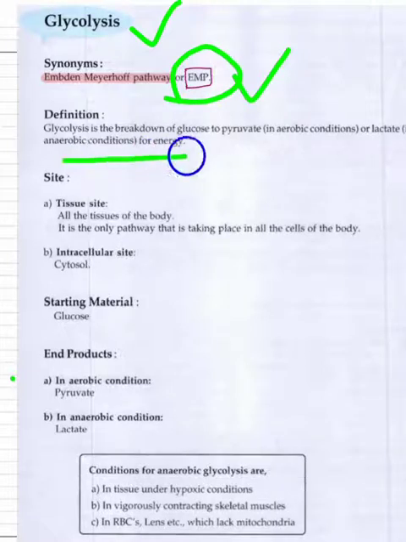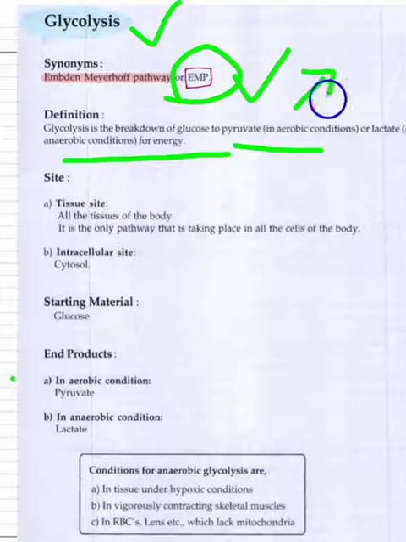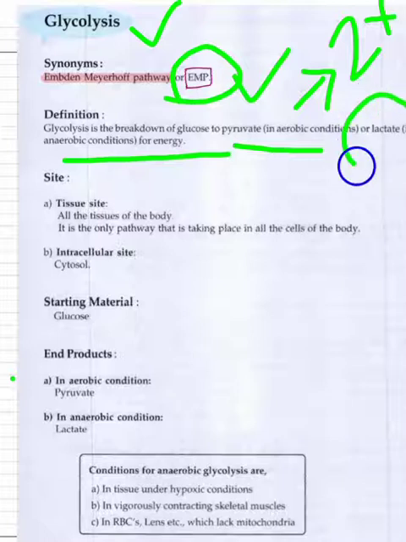The definition is: glycolysis is the breakdown of glucose to pyruvate. That means glucose is broken down to form two pyruvate in aerobic condition. In anaerobic condition, it forms lactate.